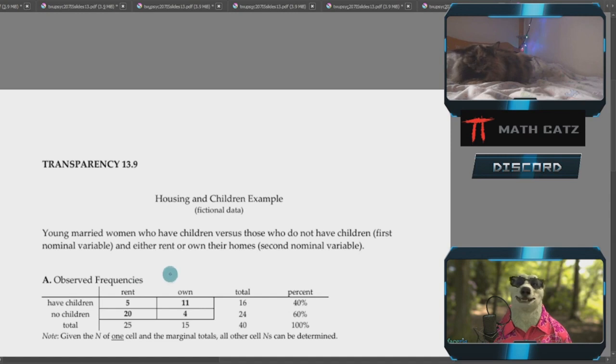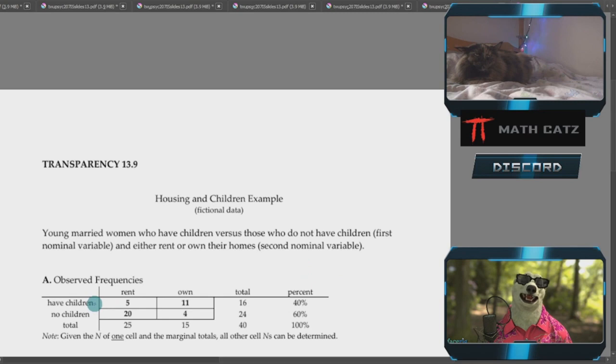For example, we are investigating young married women who have children versus those who do not have children and either rent or own their home. So we have two variables that we're comparing to see if they are independent of each other. So this is the chi-square test for independence.